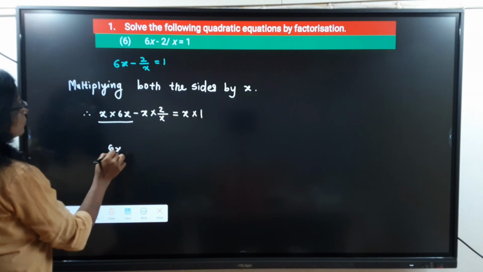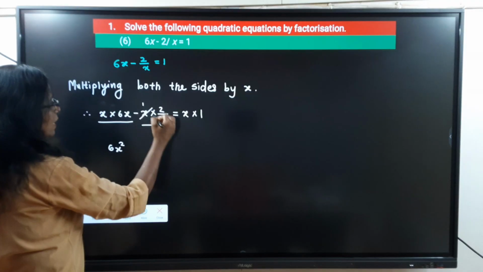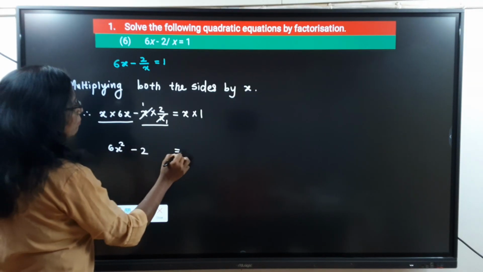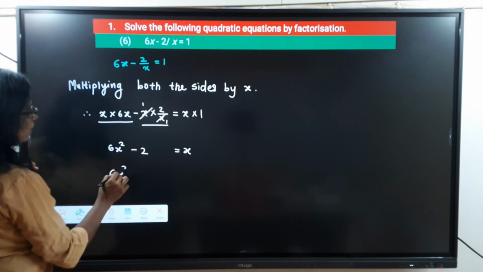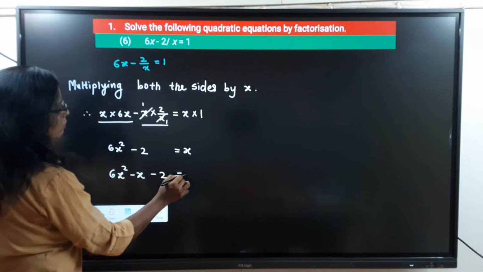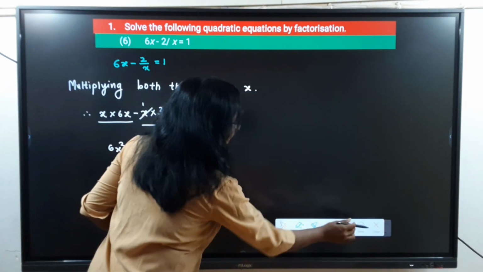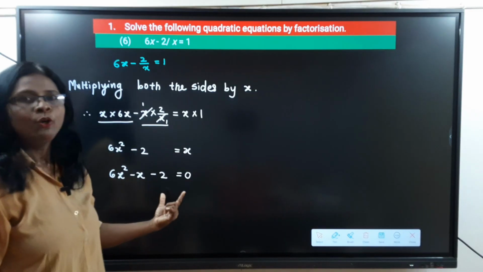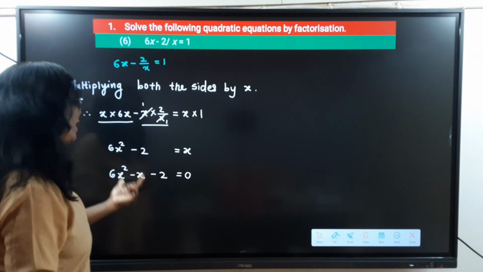Therefore 6x square minus, here x gets cancelled out, so minus 2 is equal to x. Therefore 6x square minus x minus 2 is equal to 0. So now this is our final simplified quadratic equation. Here we consider this for the factorization method.